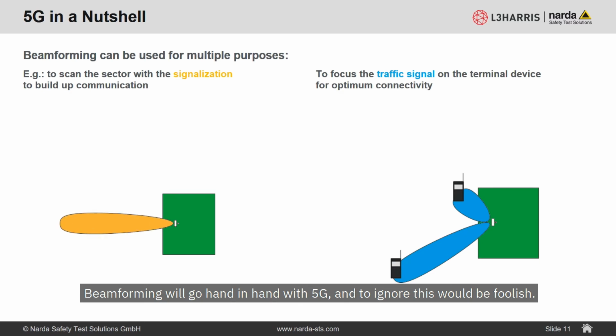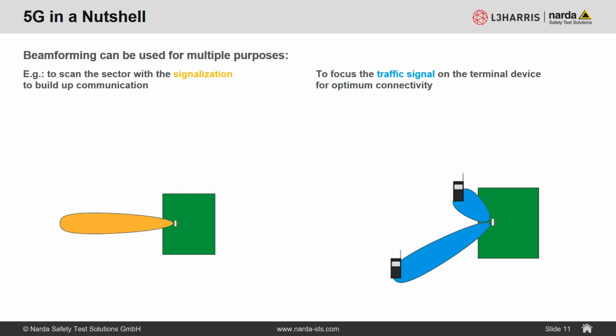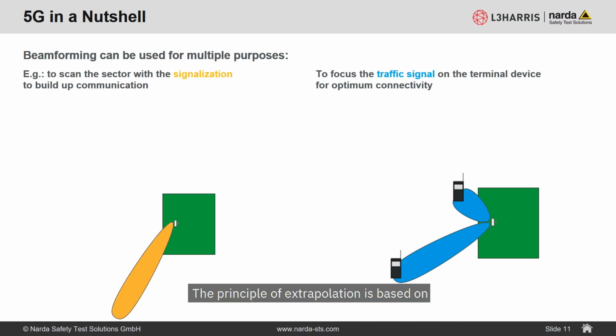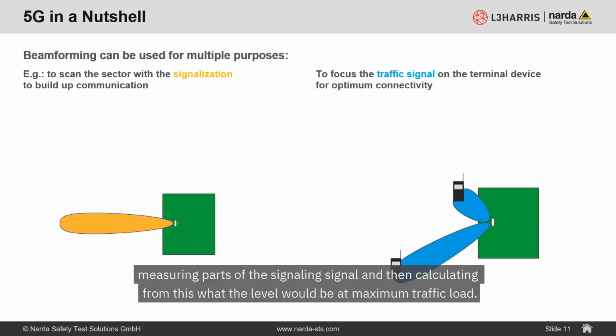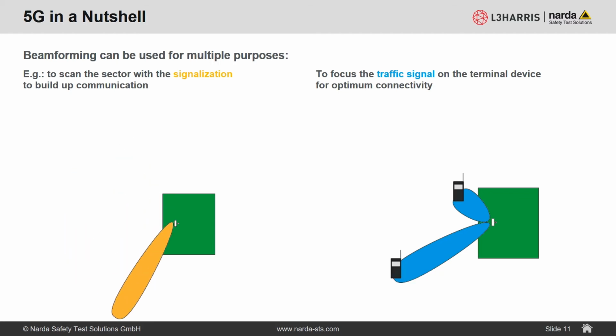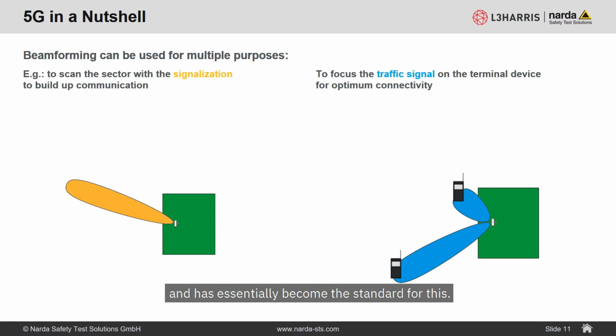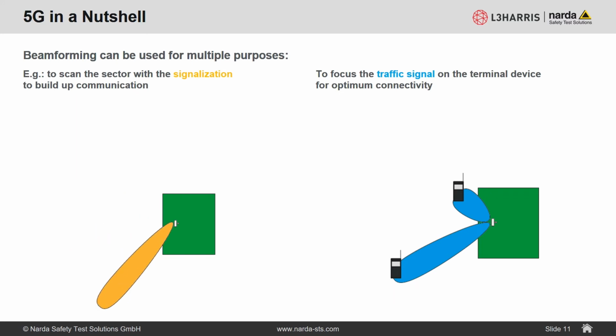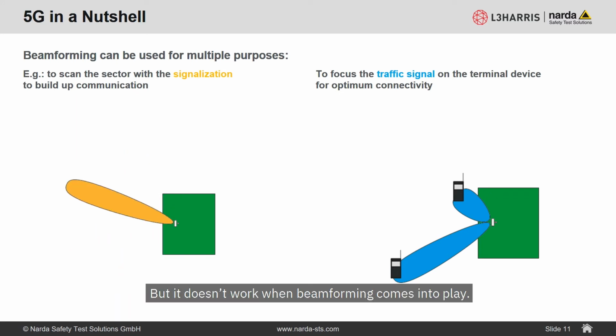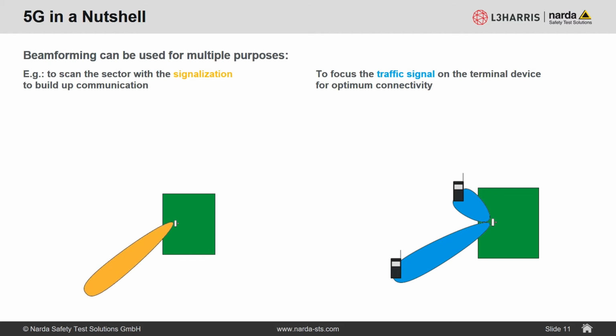Beamforming will go hand in hand with 5G, and to ignore this would be foolish. The principle of extrapolation is based on measuring parts of the signaling signal and then calculating from this what the level would be at maximum traffic load. So far, this has worked fine, and when it comes to accessing base stations, this has essentially become the standard. But it doesn't work when beamforming comes into play.